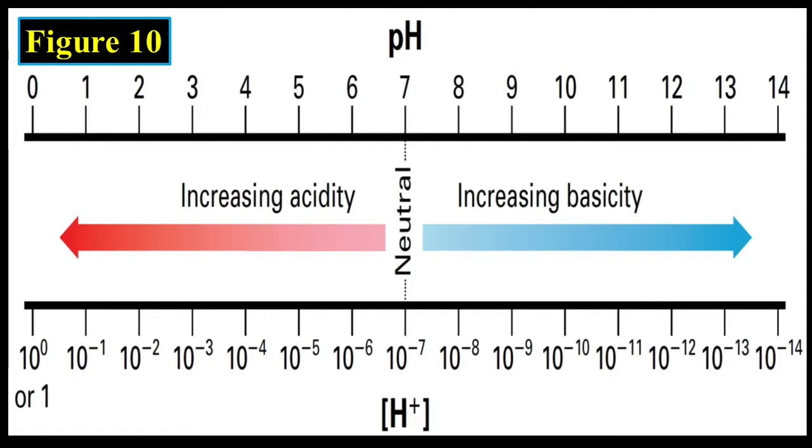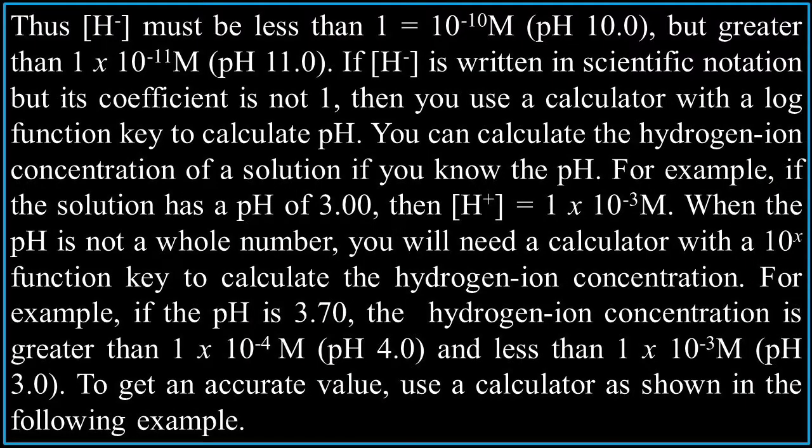Notice the increasing acidity from 7 to 0 and the increasing basicity going from 7 to 14 and the corresponding H ion concentrations. Thus, the H ion concentration, the molar concentration, must be less than 1 times 10 to the negative 10th, pH of 10, but greater than 1 times 10 to the negative 11th molar, or pH of 11. If H ion concentration is written in scientific notation, but its coefficient is not 1, then you use a calculator with a log function key to calculate pH.